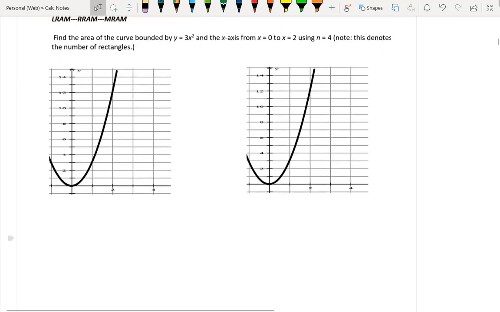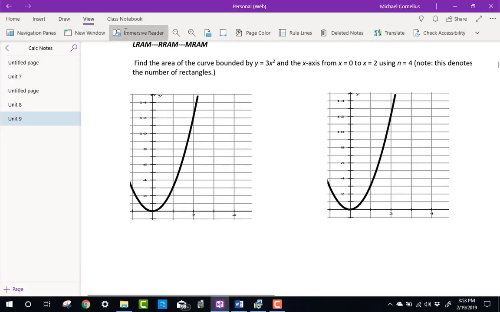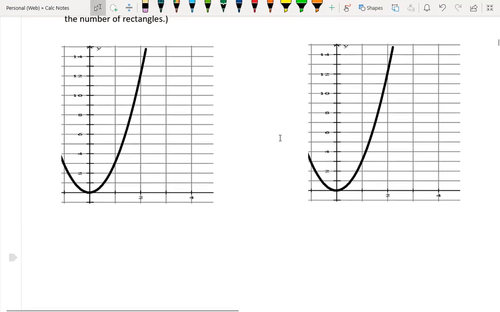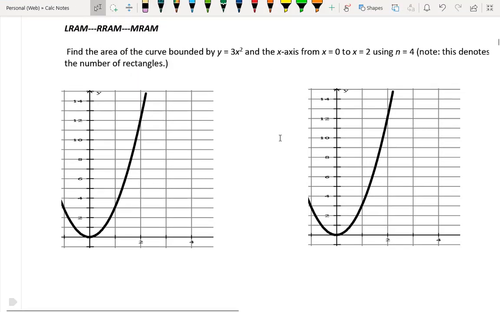Okay, and I think I may try and go back to normal size here. See if we can get those a little bit bigger here. Okay, so what does it say up here? It says find the area of the curve, and the graph is y equals 3x squared. Okay, so I'm just going to put this over here so I can see it a little better. This is going to be y equals 3x squared. So we're finding the area of the curve bounded by y equals 3x squared, and the x-axis from x equals 0 to x equals 2 using n equals 4.